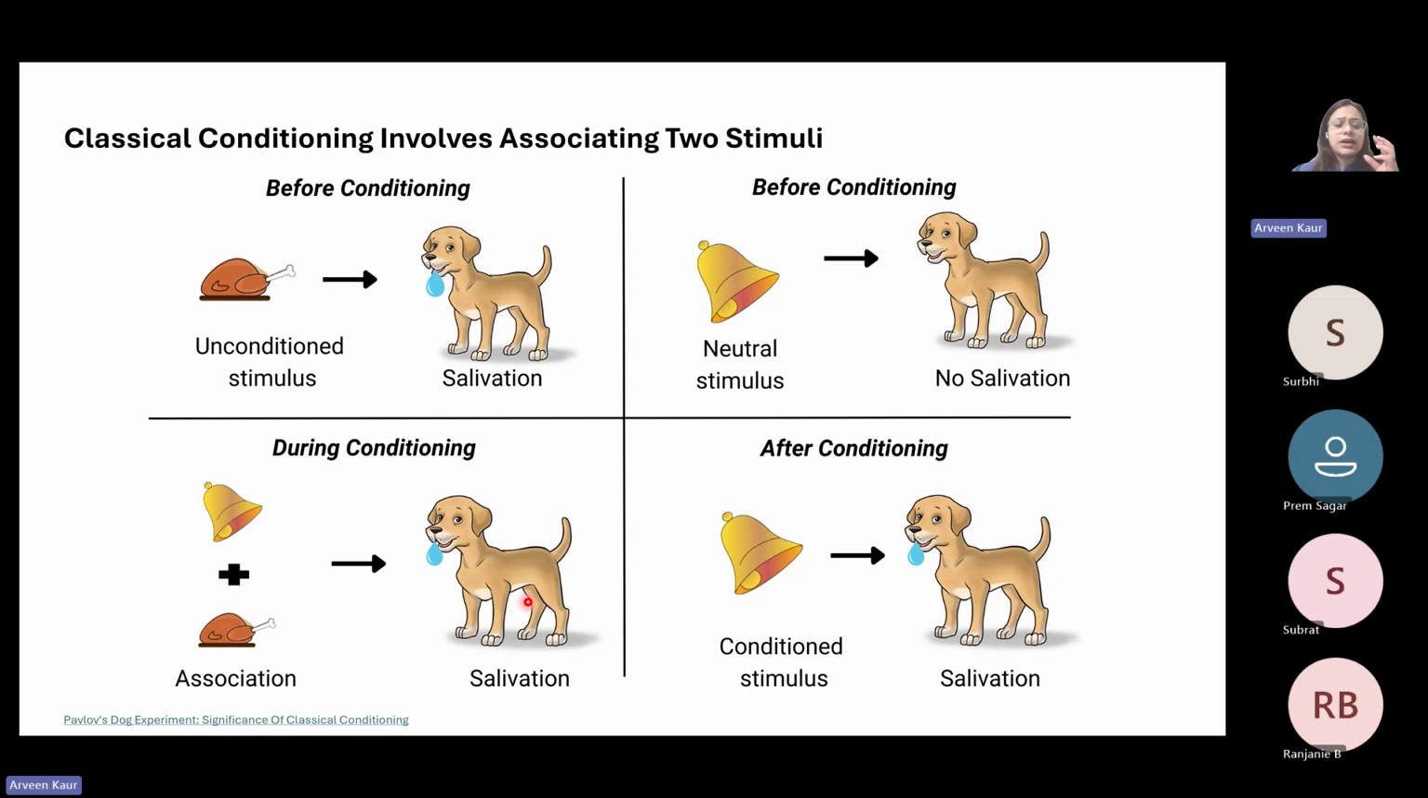So the dog would salivate, right? After conditioning, what happened? Even when the meal of the dog was not present and only the bell was rung, the dog actually started salivating, right? Why did this happen? Because during conditioning, this particular neutral stimulus became associated with him getting the meal.